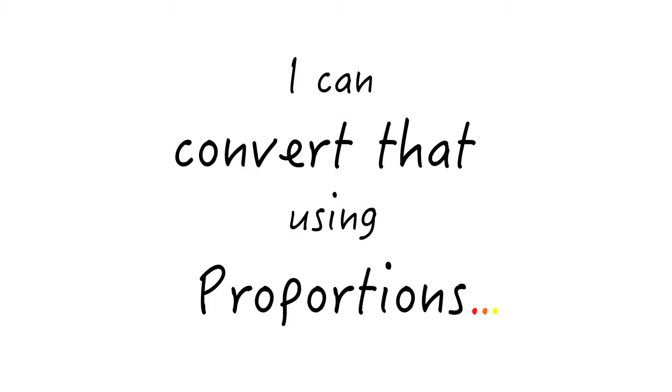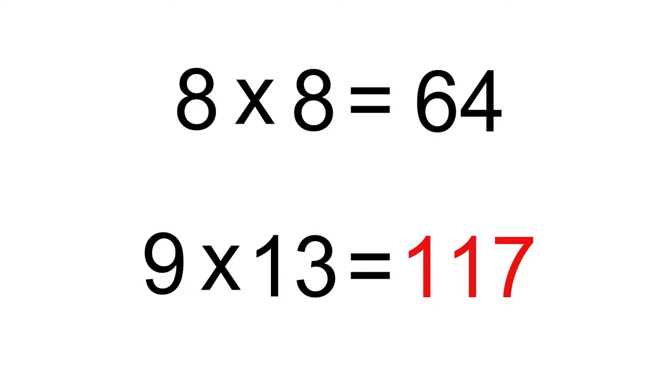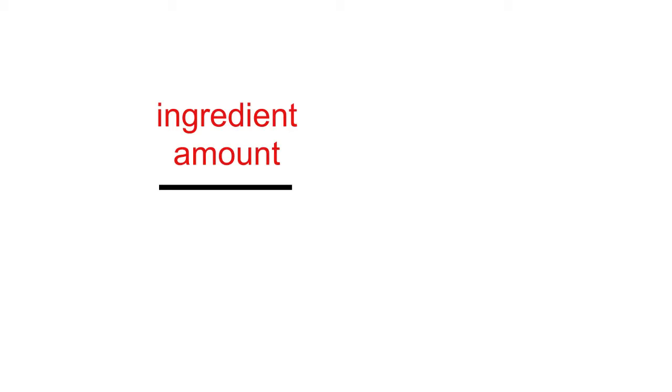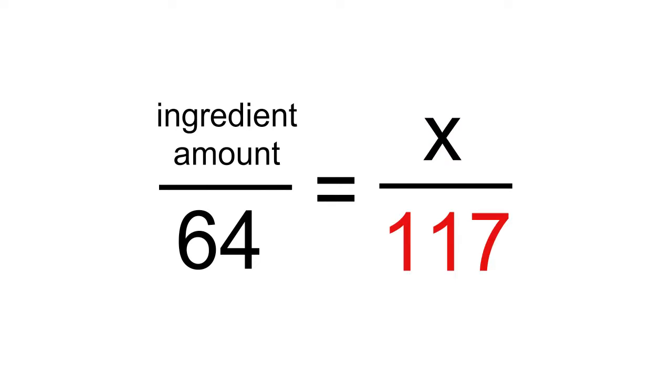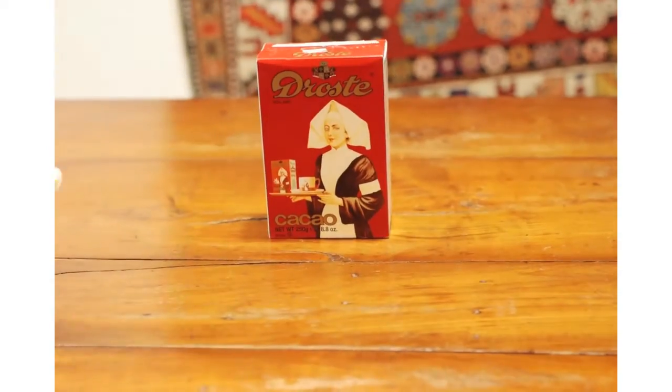First I have to figure out the area of each pan. 8 times 8 equals 64, and 9 times 13 equals 117. This is how you set up the problem. The amount of the ingredient in the original recipe divided by 64 equals X, or the new amount of the ingredient divided by 117.